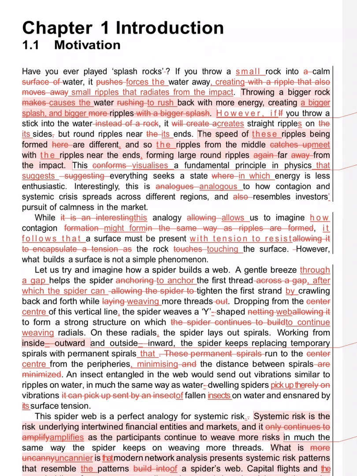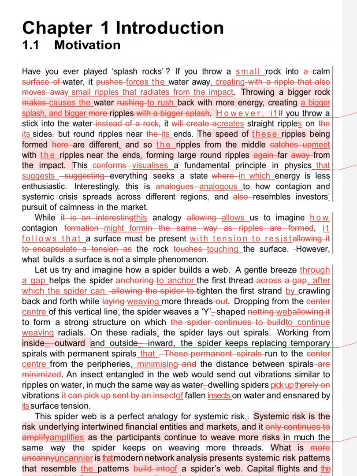While it is an interesting analogy allowing us to imagine contagion formation in the same way as ripples are formed, complicated sentence. While this analogy allows us to imagine how contagion might form, simple. So, not contagion forming in the same way as ripples are formed, not necessarily. How contagion might form, easy.